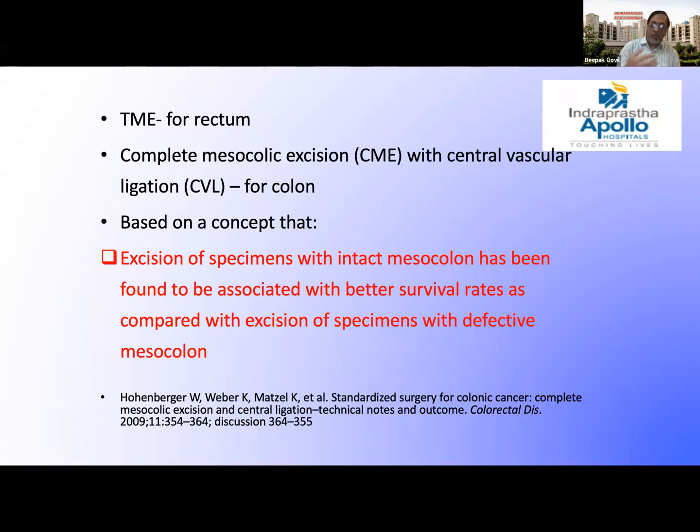Like if you do a TME, the pathologist grades the specimen and then says that it's a good resection, which not only includes the number of lymph nodes, but the kind of resection, or if there are lacerations or defects in the mesocolon, then you say that it's not a good specimen. There's a grading, Quirke's grading for a TME specimen. Similarly, these specimens also can be graded. If there is a defective mesocolon, the chances of survival do differ in patients who have a good, proper mesocolic excision.